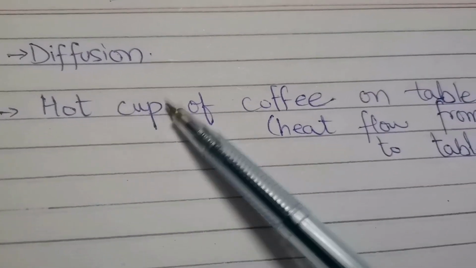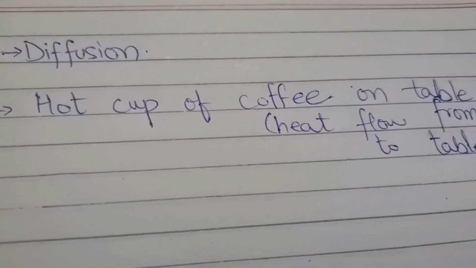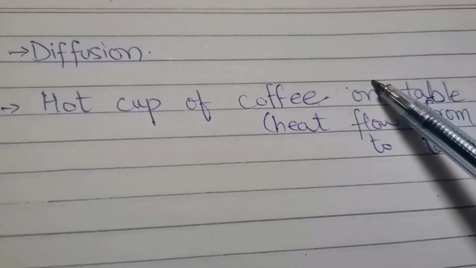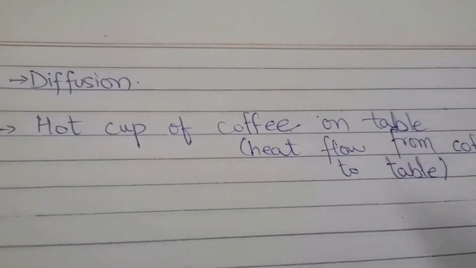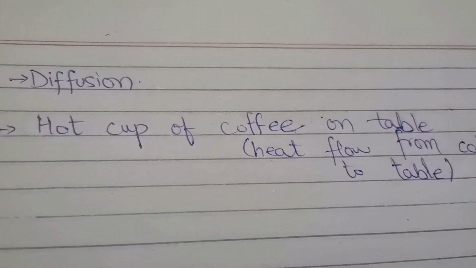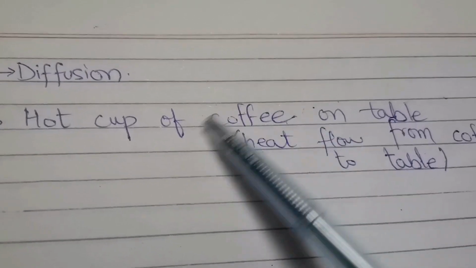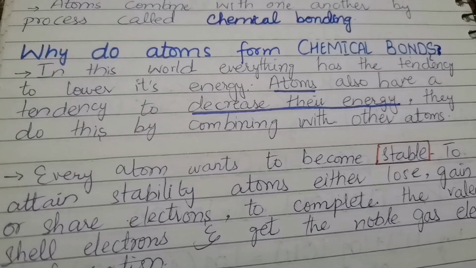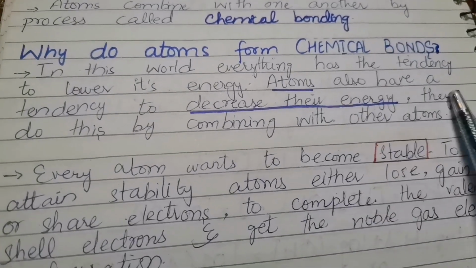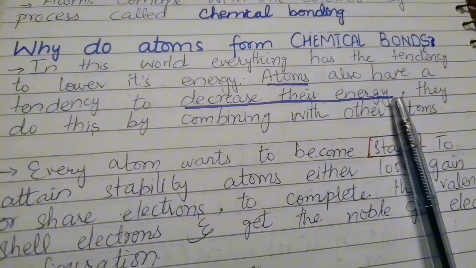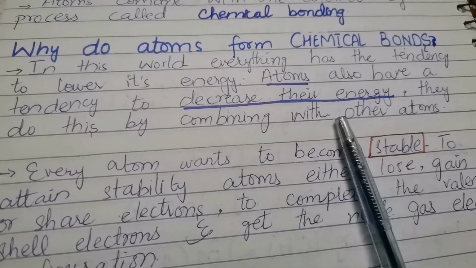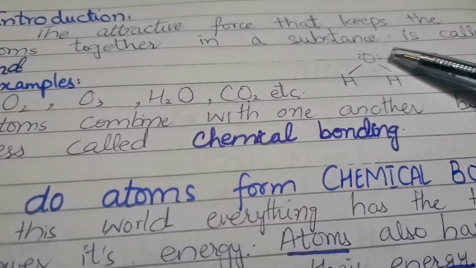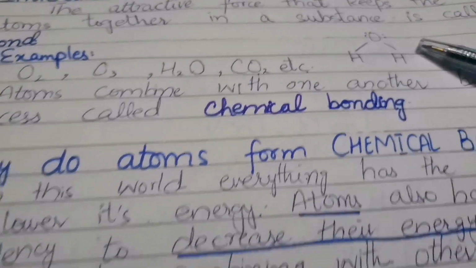The other example is a hot cup of coffee on the table. Now what happens when we place a hot cup of coffee on the table? The coffee gets colder over time. So heat is transferred from the hot body, that is the cup of coffee, to the cold body. So now they say that atoms also have a tendency to decrease their energy. How do atoms decrease their energy? They do so by combining with other atoms.